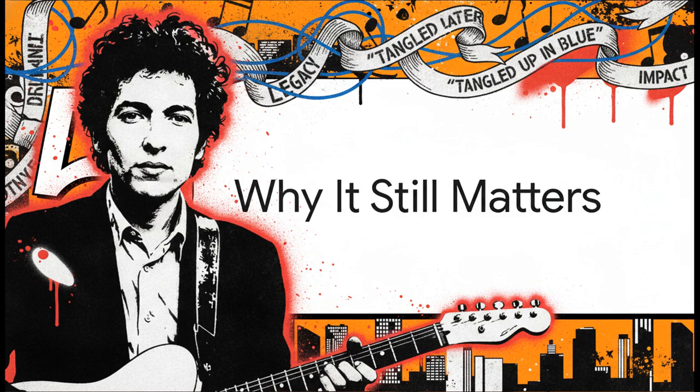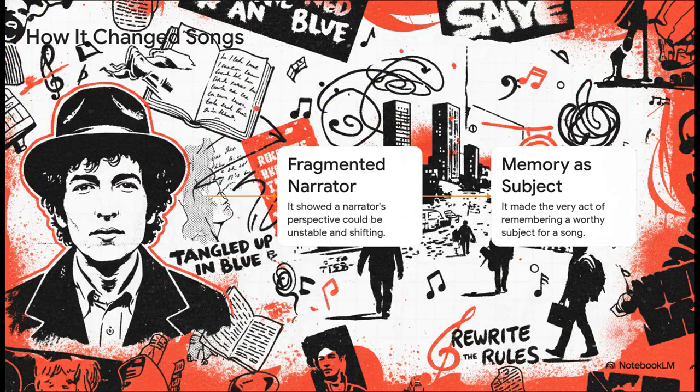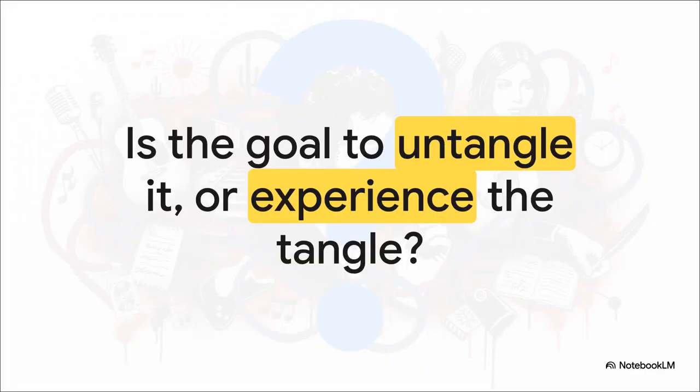All right, so we've kind of figured out the secret structure of the song. But why do we still care so much? Decades later, what's its real legacy? What did it actually do for music? To put it simply, it completely tore up the rulebook. It showed a whole generation of songwriters that a popular song could be as complex as a novel. It proved that your narrator didn't have to be one stable person telling a clear story. And maybe most important of all, it made the messy, confusing, painful process of remembering a subject worthy of a great song.